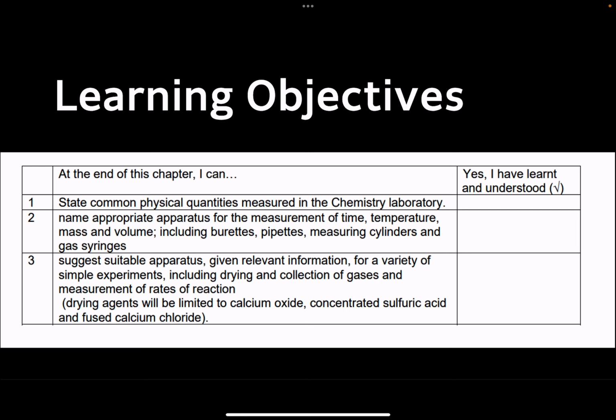So you'll be learning how to state common physical quantities measured in the chemistry lab, and you will be naming appropriate apparatus for the measurement of time, temperature, mass, and volume. And we'll be looking at these apparatus: burettes, pipettes, measuring cylinders, and gas syringes. After which, we'll be looking at the next section in terms of collection of gases and drying of gases.